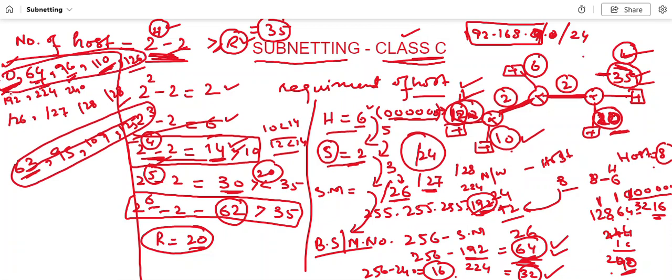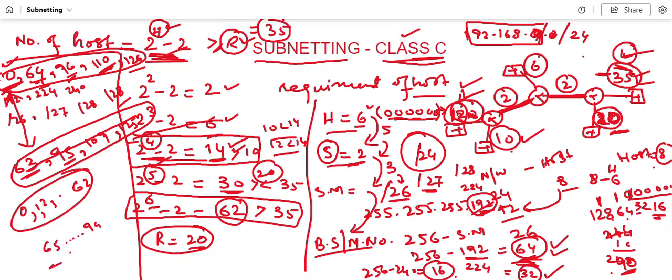In between the network address and broadcast address, as we have studied in our previous lecture, all are usable IP addresses. These are usable IP addresses like 1, 2, 3 up to 62. Similarly here 64 and 95, so 65 to 94 are usable IP addresses, similarly in other networks as well. So this was the class C subnetting, when you are given the requirement and the host values, and how you calculate these host values.